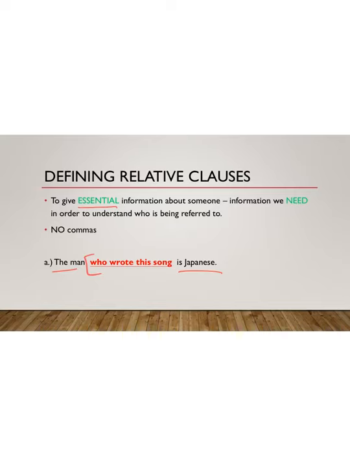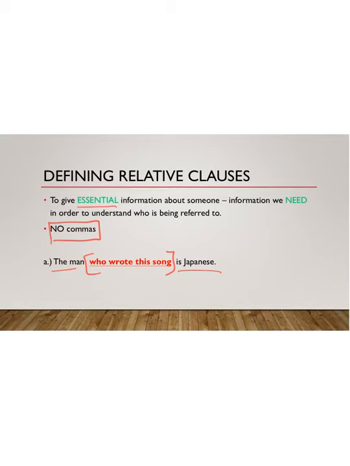That's why for this relative clause, this is something that must be included. You have to include this piece of information. We need to know this piece of information in order to understand which man we are talking about. And that's why no commas. There is no comma here, because this piece of information is very important and necessary, essential here.